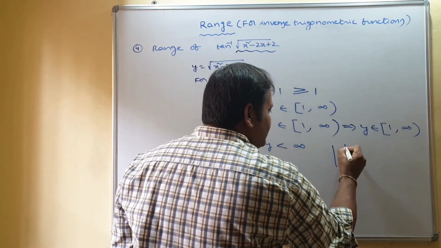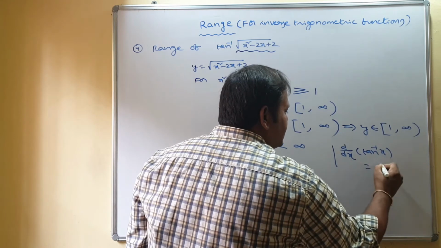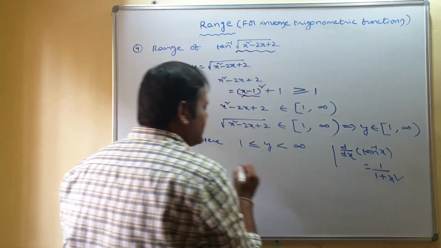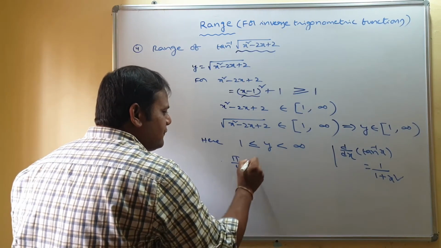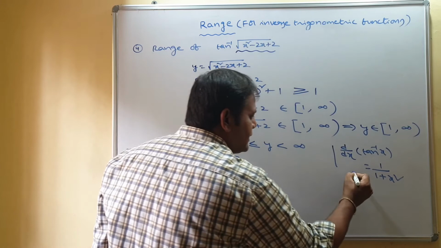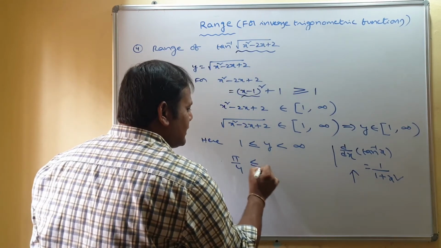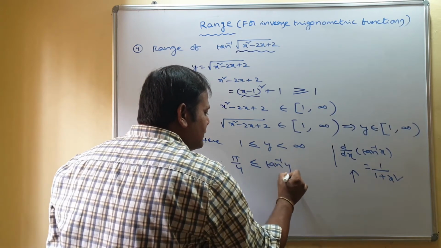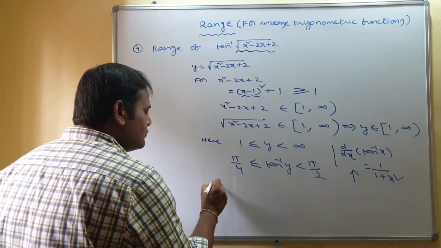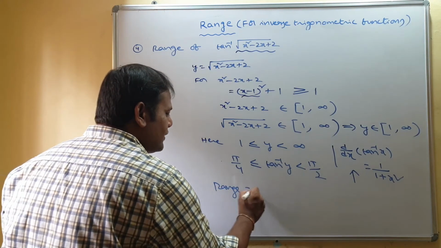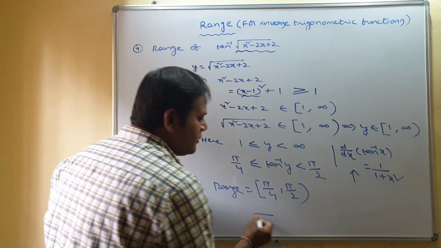What is its derivative? d by dx of tan inverse x is 1 by 1 plus x square. So here it becomes tan inverse 1, which is pi by 4, with no change in the inequation sign. Why? Because it is an increasing function. So less than or equal to tan inverse y. If y approaches infinity, it is pi by 2. So what is the range of the given function? Closed interval pi by 4 to open interval pi by 2.